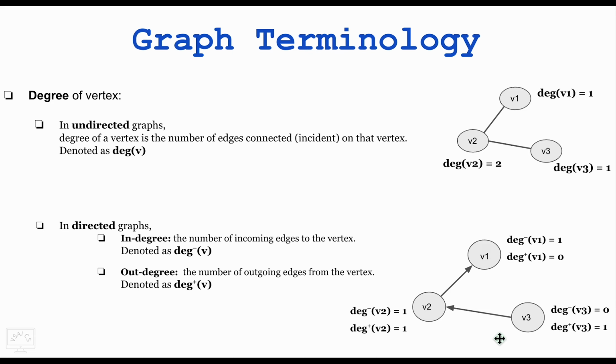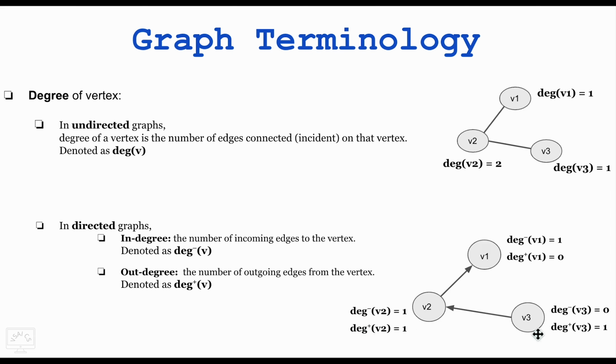In this directed graph, the vertex v1 has one incoming edge to it, so the in degree of the vertex v1 is equal to 1, but the vertex v1 has no outgoing edges from it. So the out degree of the vertex v1 is equal to 0. The vertex v2 has one incoming edge and also one outgoing edge from it. So both the in degree and out degree of the vertex v2 is equal to 1.